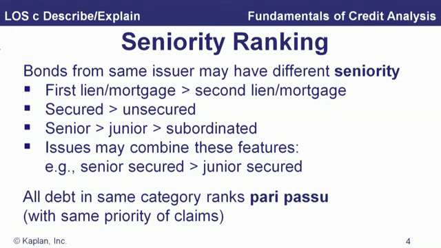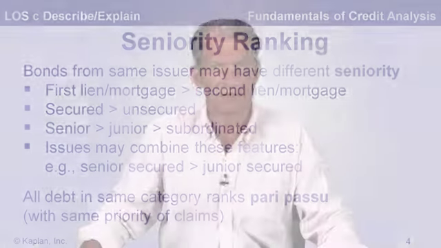And some issues may combine these features. We may say it's senior secured and junior secured. In that case, they're both secured debt, they're both backed by some sort of assets or collateral, and yet the junior secured has lower priority and is less senior than the senior secured bonds. And we have a term for all debt that's in the same category. If their seniority ranking, their priority, is the same, we say that they rank pari passu, that they have the same priority of claims. We may have occasion to use that phrase in what follows here.